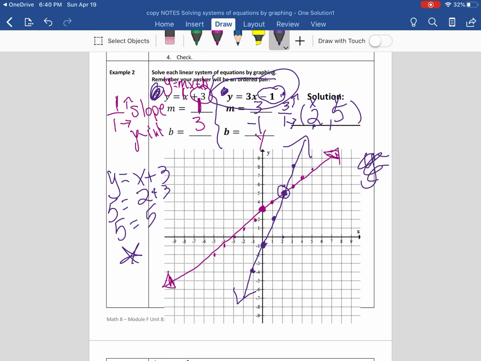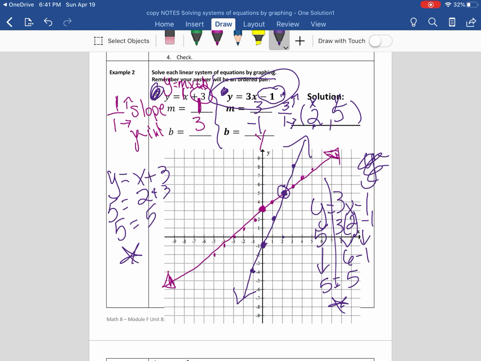So let's try this one. y equals 3x minus 1. Now put 2 in for my x, 5 in for my y. 5 equals 3 times 2 minus 1. What's 3 times 2? 6. Bring down your minus 1. 6 minus 1 is 5. 5 equals 5. So 2, 5, that ordered pair is the solution to that system.